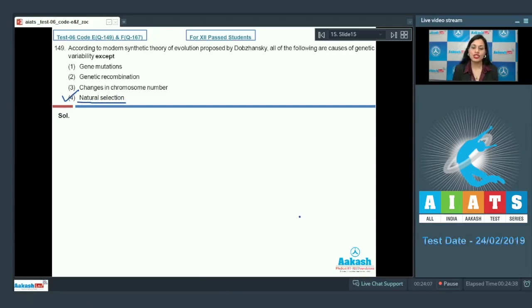Natural selection is a selection of organisms by nature which are more vigorous and have high reproductive fitness, whereas the rest of the options, gene mutations, genetic recombination, and changes in chromosome number, are the incorrect options because they are responsible for causing genetic variability. So the correct answer to this question is option number 4. Let's proceed to the next question.